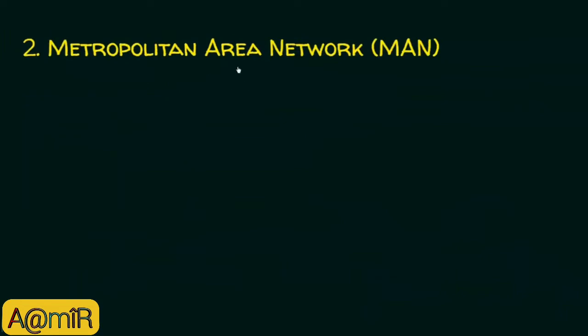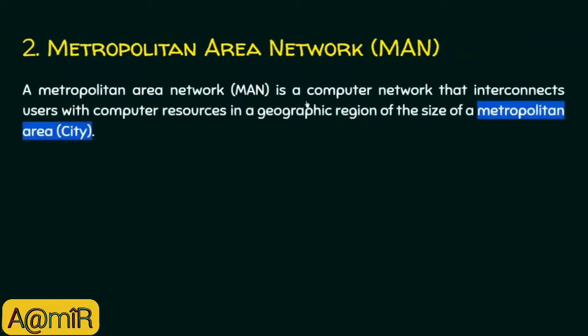Now we will see metropolitan area network or simply MAN. A metropolitan area network is a computer network that interconnects users or computers in a geographic region. See, there are two branches in a city and these two branches are somehow connected with each other. So this kind of network is called as a metropolitan area network. In other words, there are two local area networks. These two local area networks are connected to each other in a city.